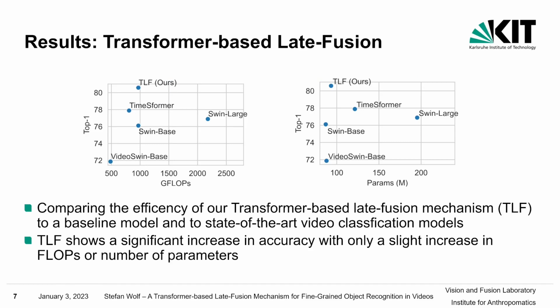Looking at the results of our new architecture, we see that it provides a really high accuracy compared to baseline models like the Swin Transformer with a simple average fusion, as well as compared to recent state-of-the-art video classification architectures like the Video Swin Transformer or the TimeSformer. It does this while also keeping the efficiency high, so we only have a small increase in computational complexity and parameters.